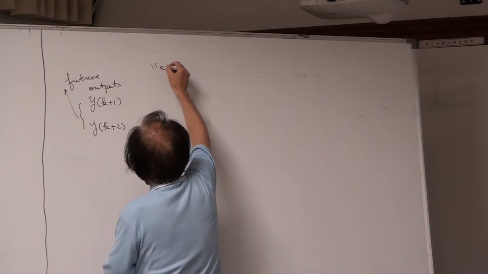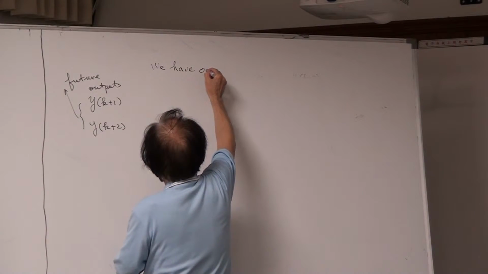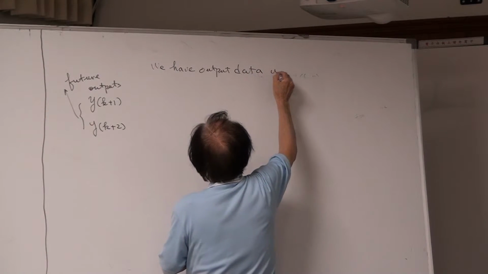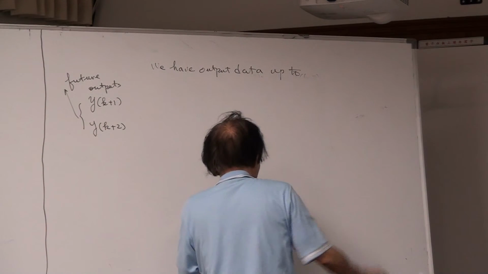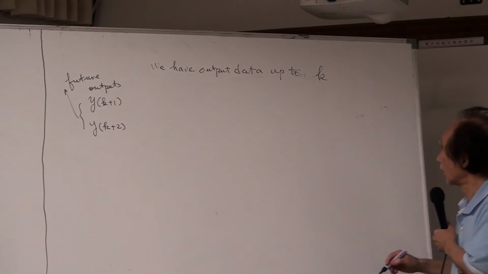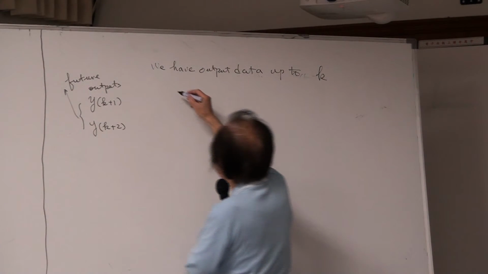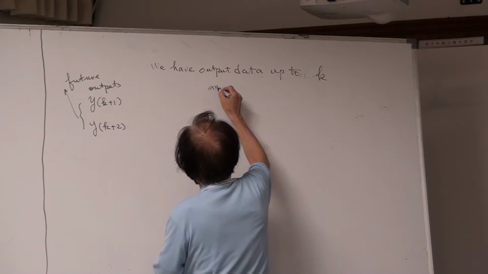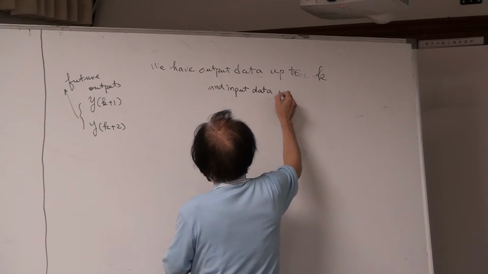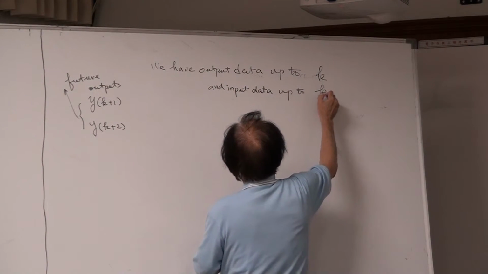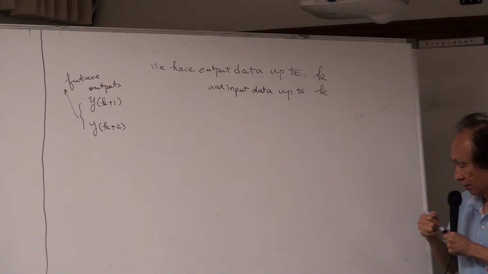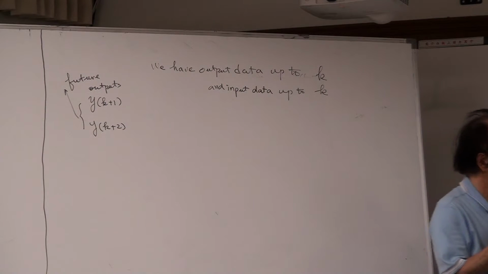We have output data up to k. All right, and also input data up to k. Now k can be 1,000, k can be 100. It's up to you.